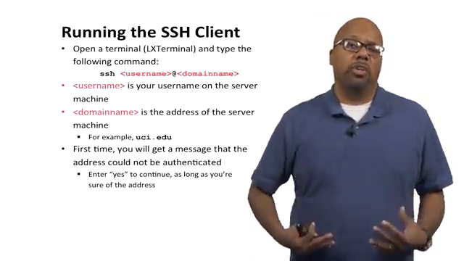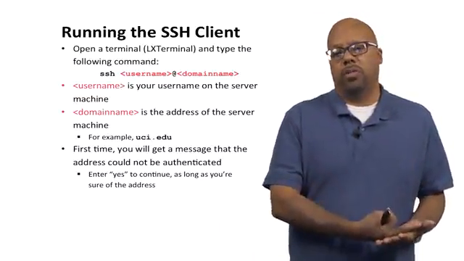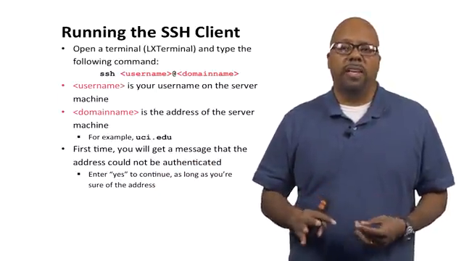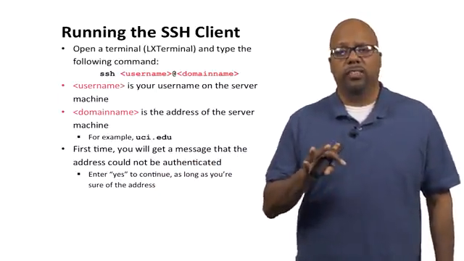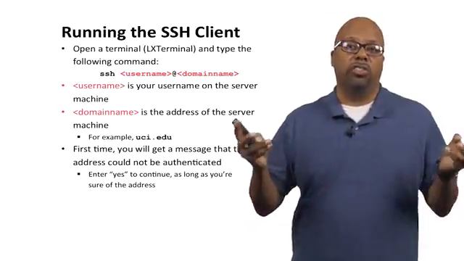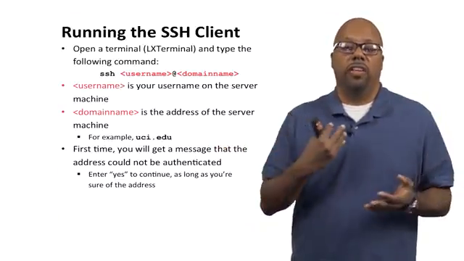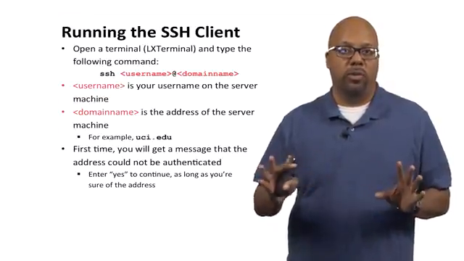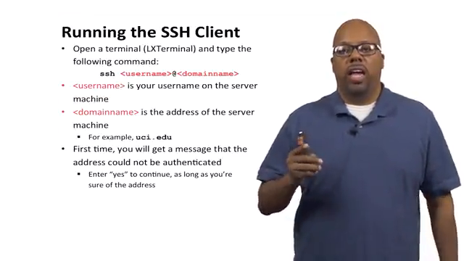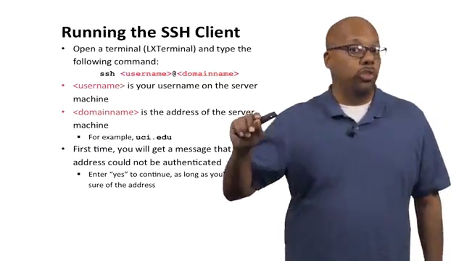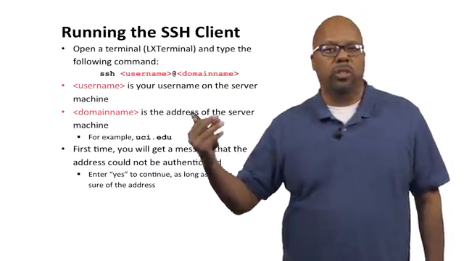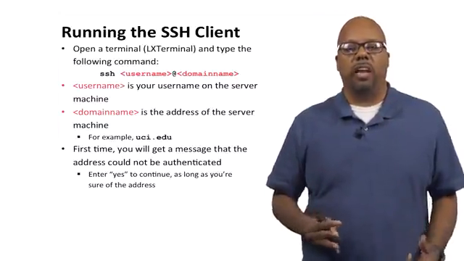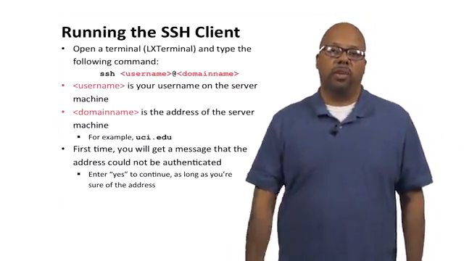Now the first time you connect to a particular domain, say I'm on the Raspberry Pi and I'm connecting to my machine in my office, the first time I make the connection, it'll give what looks like an error. It'll say that the address could not be authenticated. It always does that the first time you do the connection. Once you successfully do it the first time, it will record that address and you won't get that message again. But the first time, it'll say the address could not be authenticated.